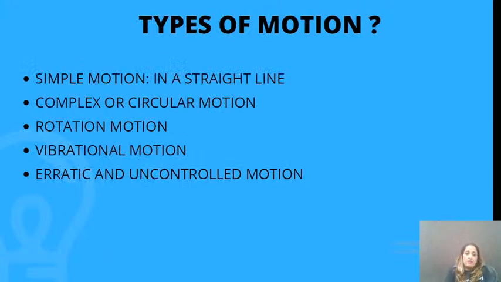So now we have types of motion. First of all, we have already discussed what motion is. Then we said there are two major basic types, easy to define: visible motion and invisible motion. Now we are going to talk about what is simple motion, what is complex motion, circular motion, rotational motion, vibrational motion, uncontrolled motion. Okay, so these are going to be our topics of discussion now.